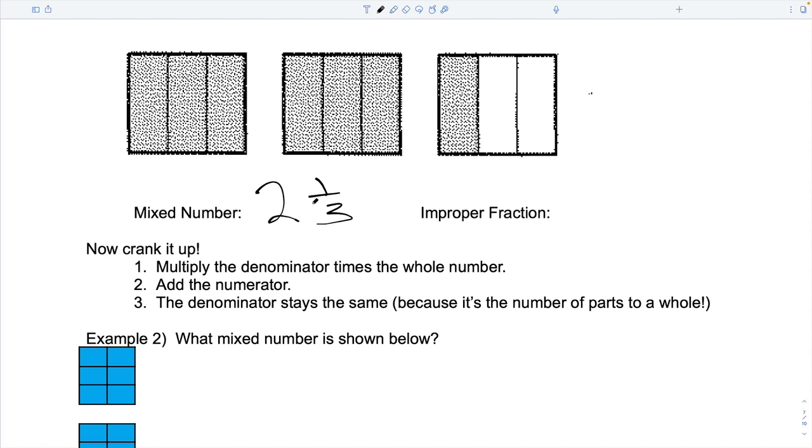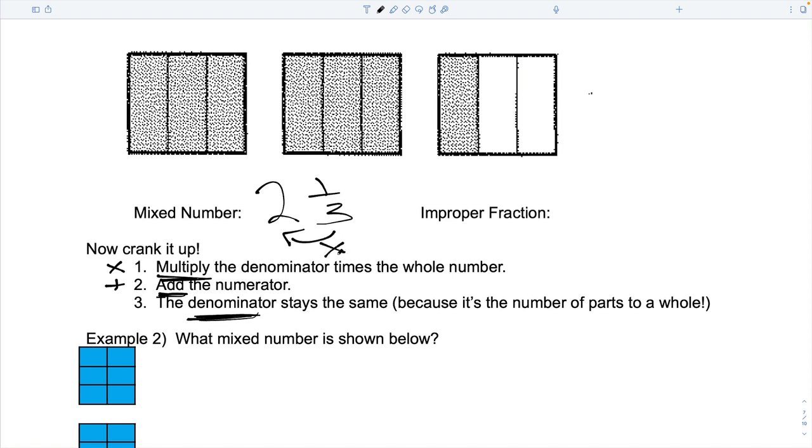To get an improper fraction, we are going to get mad at the mixed number, because sometimes mixed numbers make problems confusing. When I say get mad, you are going to multiply, underline it, and write a little multiplication symbol. Then you're going to add, underline it, then write an add symbol. Then you're going to move the denominator over to the improper. Here's what that looks like.